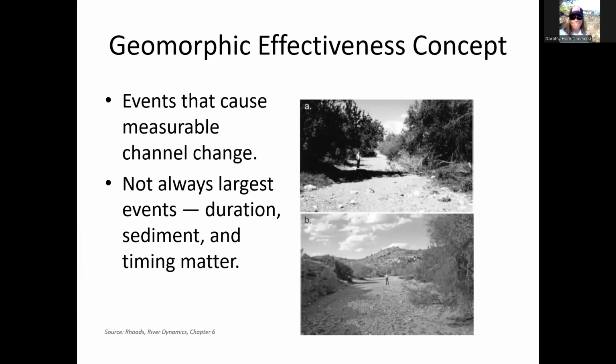What we call the geomorphic effectiveness concept is when something really causes a big channel change. It's not always a huge event or really long. It's just about timing, right? Like when you see a lot of water really fast, rain for days and days, and it makes a big geomorphic change. You see the sand and the rocks move and the channel changes.